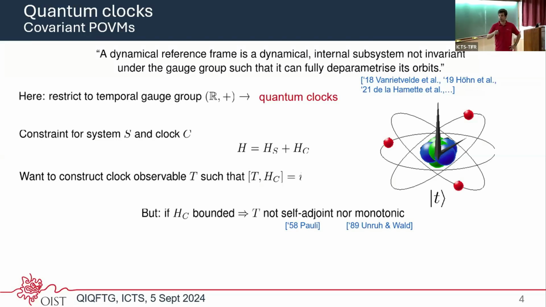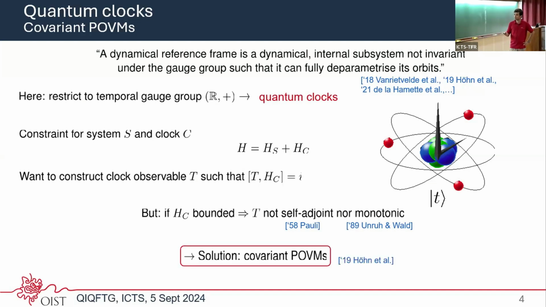But there is a problem. Normally it has been proven by Pauli, Unruh, and Wald that if H_C is a bounded clock, then T is not self-adjoint nor monotonic. But this can be overcome by considering covariant POVMs instead.